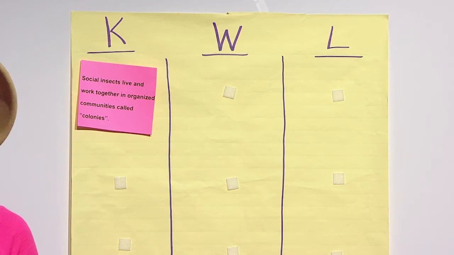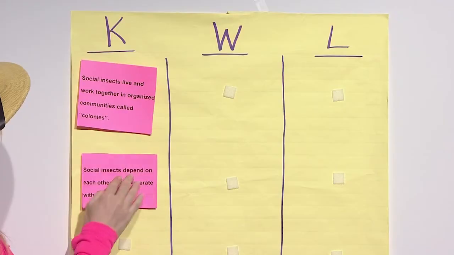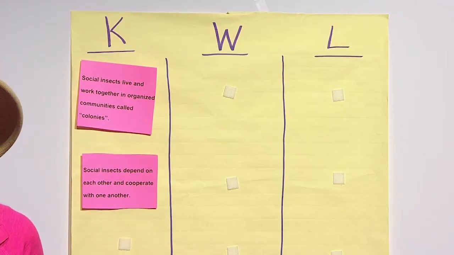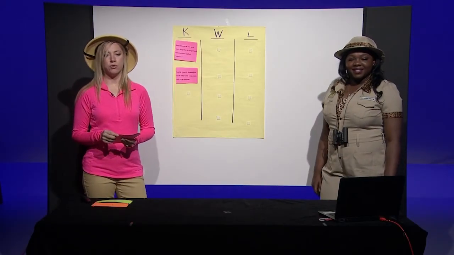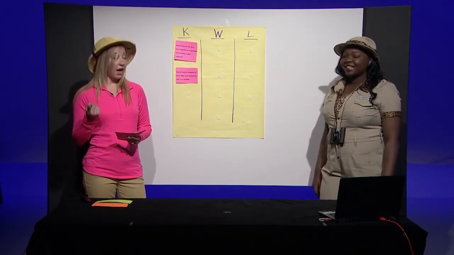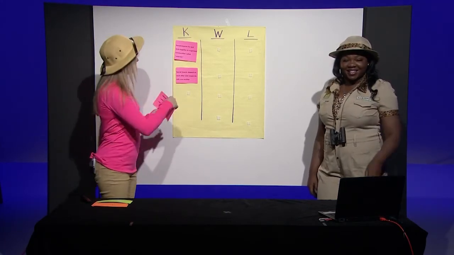We also know that social insects depend upon each other and cooperate with one another. What do they do together? Let's brainstorm. They gather food, they care for the young, and they care for the queen.